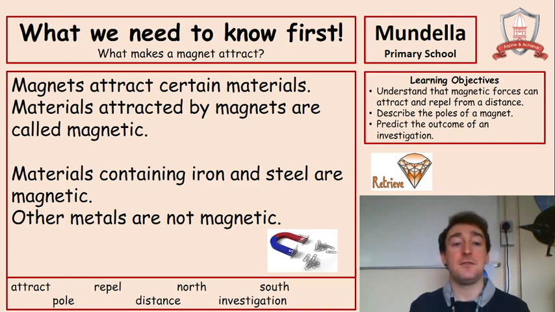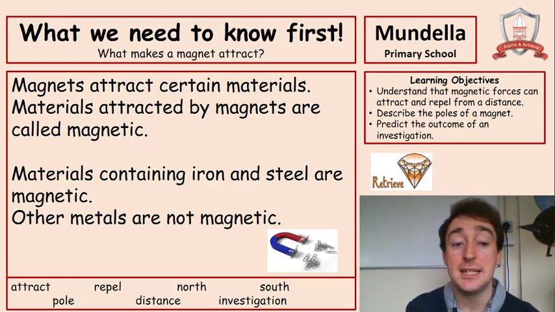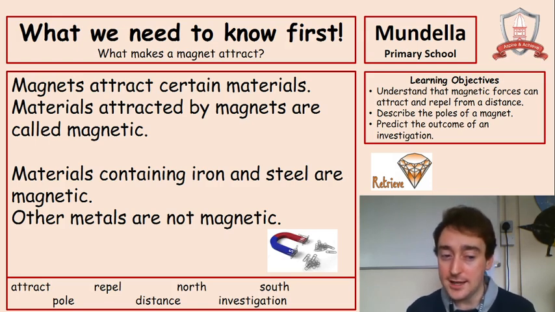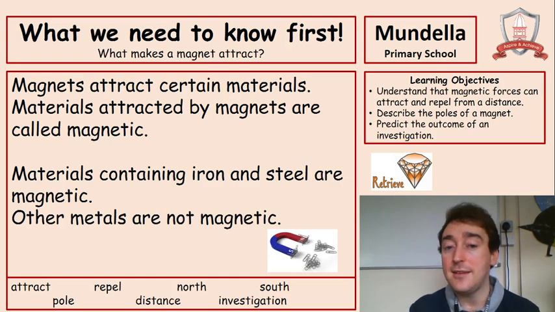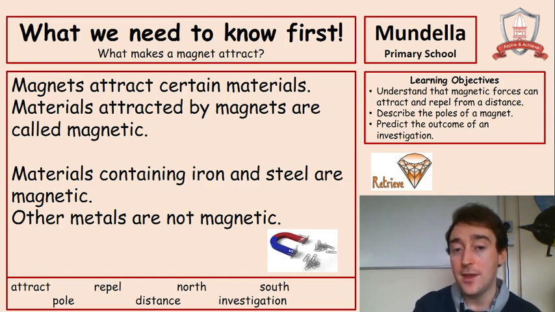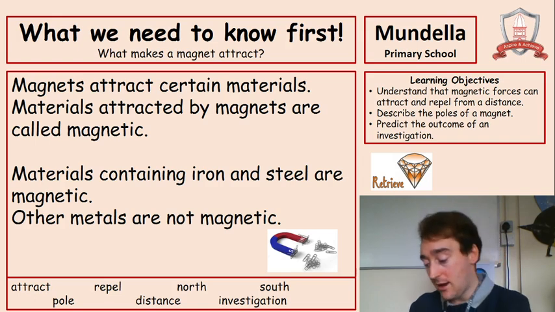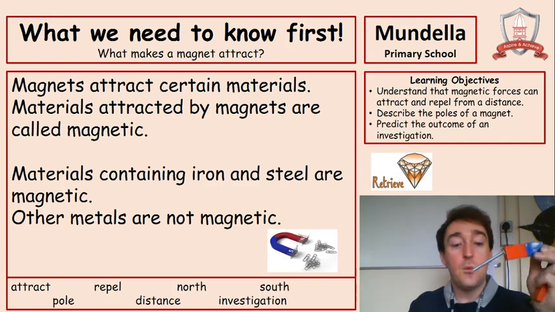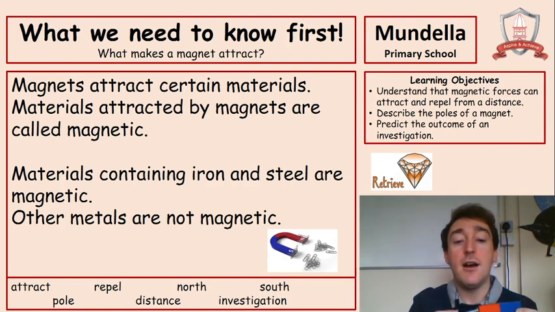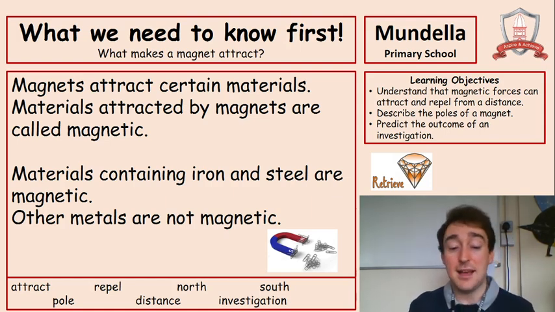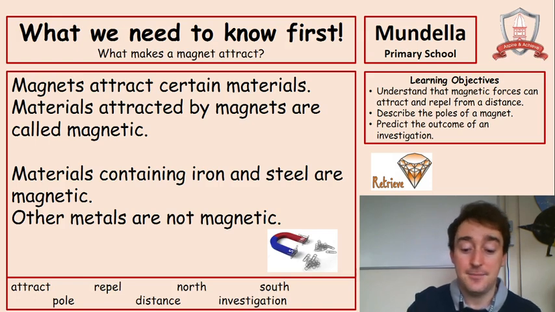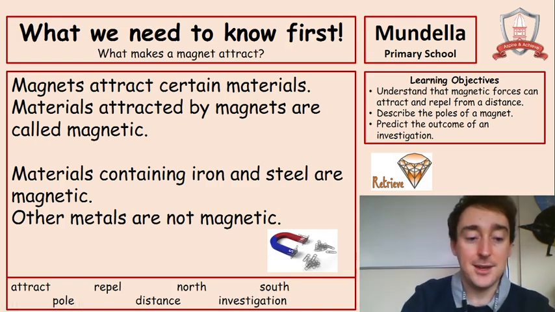So what do we need to know first? Well, magnets attract certain materials. And those materials, if they're attracted by magnets, they're called magnetic. So the things that are magnetic, they always contain iron or steel. So if something's magnetic, like this screw, we know that it either contains iron or steel, whereas other metals aren't magnetic.